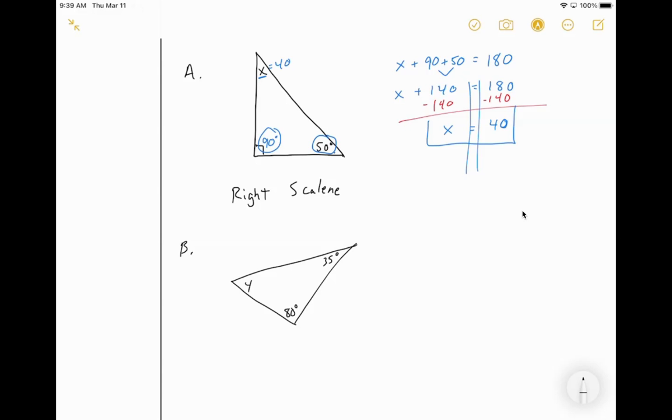All right, so here we go. Remember, Y plus 80 plus 35 has to equal 180 degrees, right? Add everything up. Okay, so these two together make 115. Now, if you want to do it another way, if you'd rather do it like I'm gonna do it, Mr. Leon, I just want to do like 180 minus 80 and then minus 35. Like you could do it that way too.